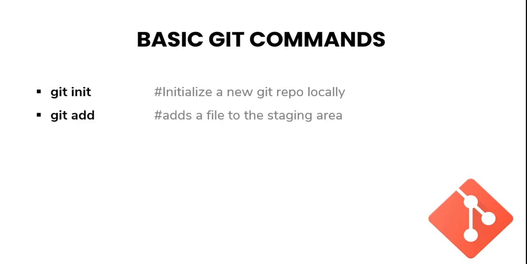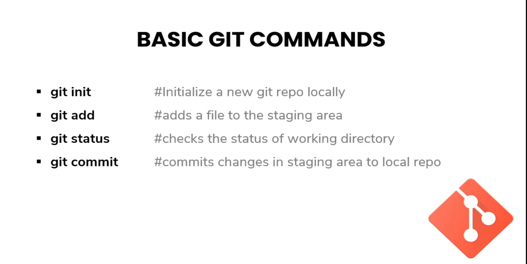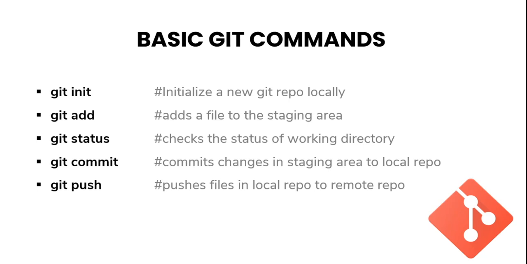Next, we have git add. This adds files from the working directory to the staging area. Next, we have git status. This checks for the status of files within the working directory. That way you can know which files are currently in the staging area or which files we have moved to the working directory. We have git commit next, so we use git commit to commit changes in the staging area to the local repository. Now, using git commit, you can actually pass in a message saying what exactly you changed in the file.